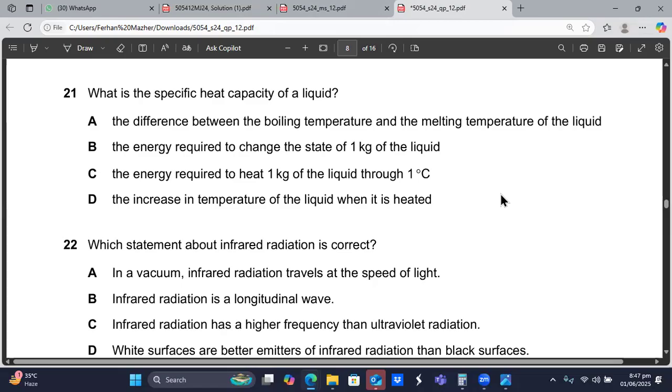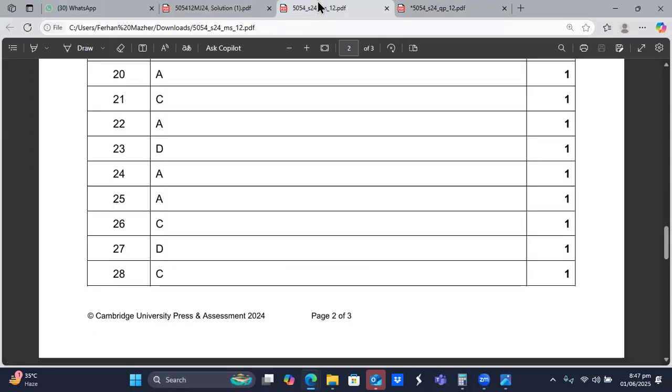So the difference between the boiling temperature and the melting temperature, no, that is not right. The energy required to change the state of 1 kg of the liquid. It is not about the state of change. It is all about the change in temperature. The energy required to heat 1 kg of the liquid through 1 degree centigrade, it is the perfect definition. C is the exact definition of the specific heat capacity of a liquid. The increase in temperature of liquid when it is heated. C is the right option, sir. Question number 21, C is the right option.